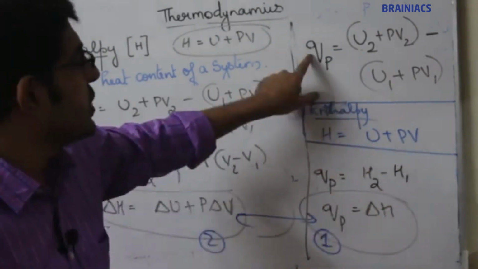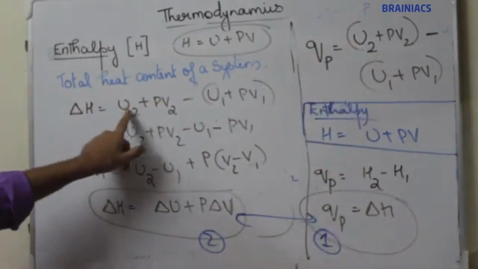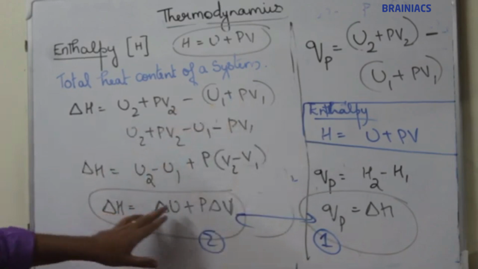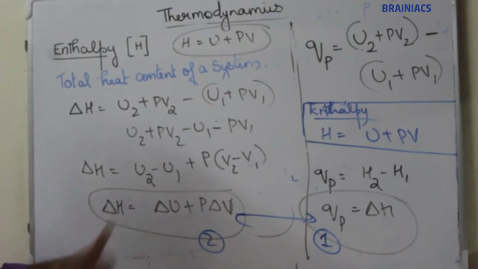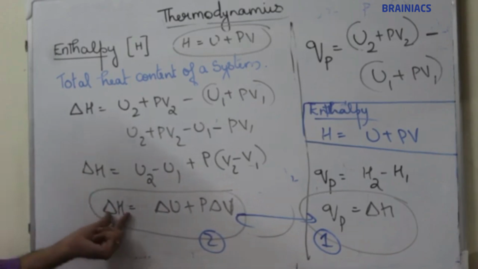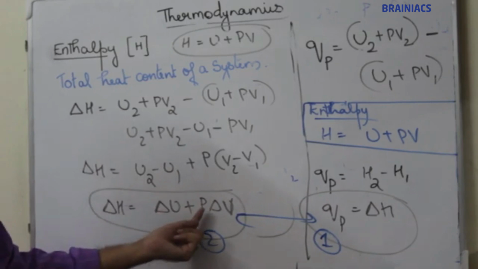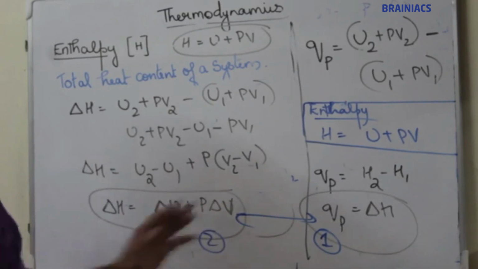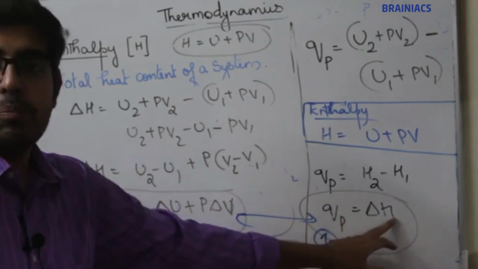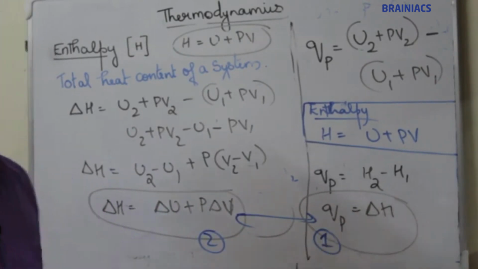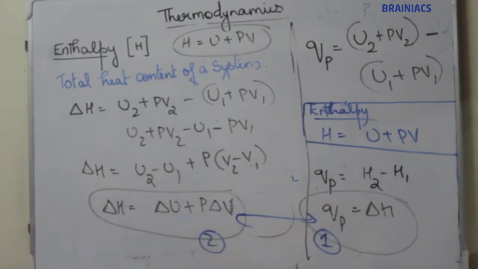Substituting this delta H in this equation, delta H is equal to U2 plus PV2. Substituting, we will get delta H is equal to delta U plus P delta V. These are the equations to calculate change in enthalpy. Change in enthalpy is equal to change in internal energy plus pressure into change in volume, or change in enthalpy is equal to heat at constant pressure. I think it's clear.